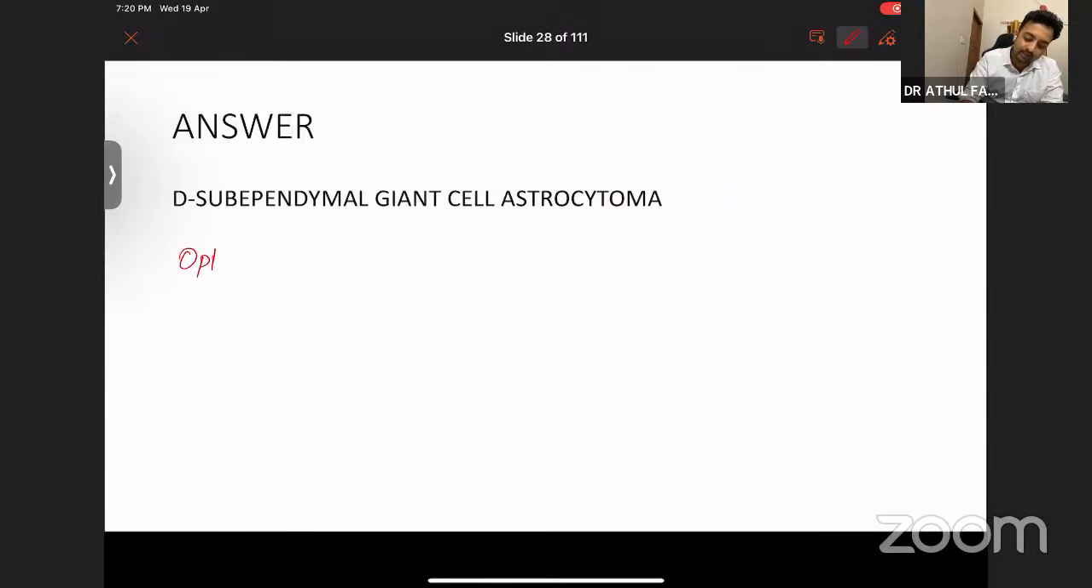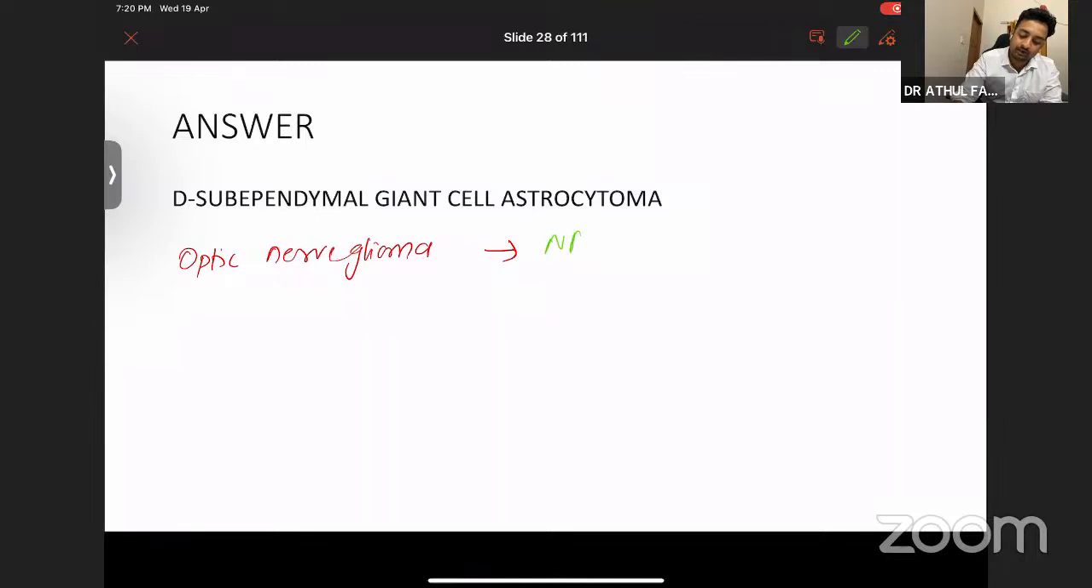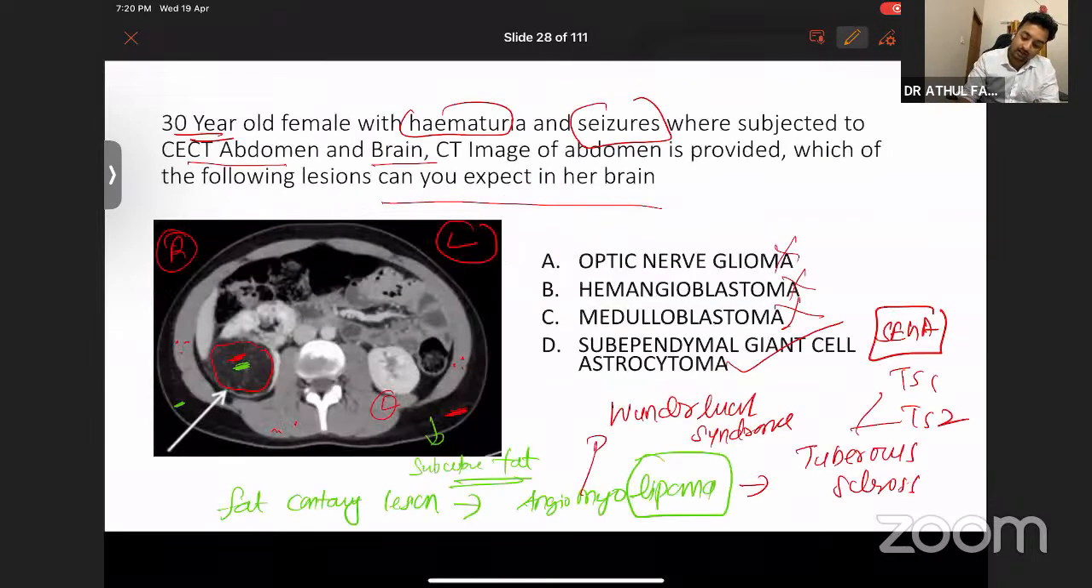So where can you get optic neuroglioma? That is my question. Why I put this is because optic neuroglioma can be seen in one condition known as NF1, that is neurofibromatosis type 1, where you can have optic neuroglioma. The second option was hemangioblastoma. Hemangioblastoma is another brain tumor which is commonly seen in a condition known as von Hippel-Lindau disease, VHL. VHL can have hemangioblastoma.